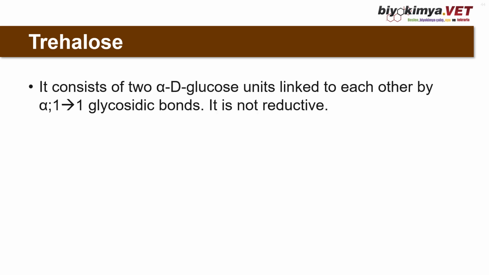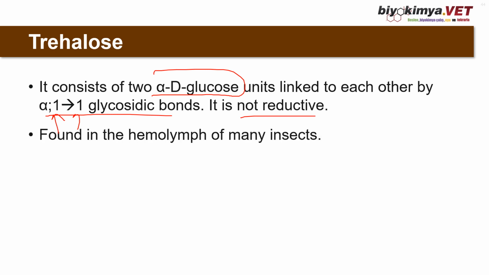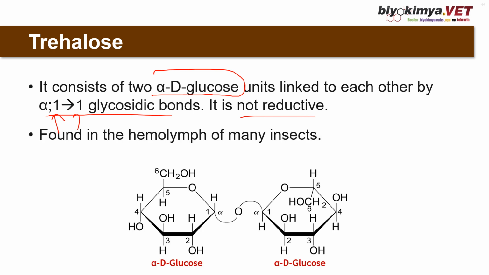Trehalose consists of two alpha D glucose units linked to each other by an alpha 1 glycosidic bond. So we know the glucose has an anomeric carbon at the first position, so both donate, thus no reductive feature. And it's found in the hemolymph of many insects. And here the formula showing the alpha 1 glycosidic bond between two alpha D glucopyranose. And we finish the disaccharides.